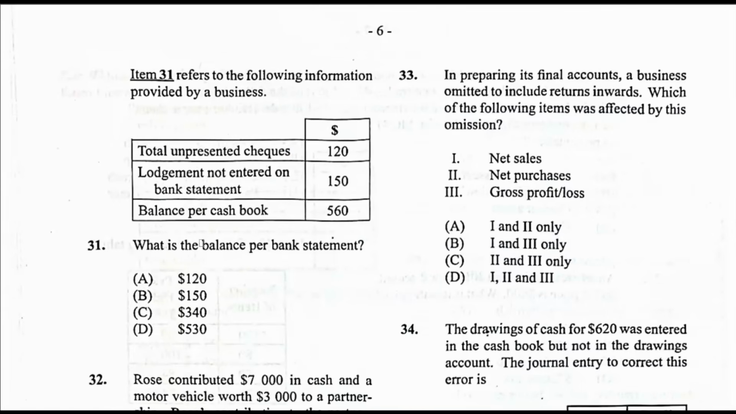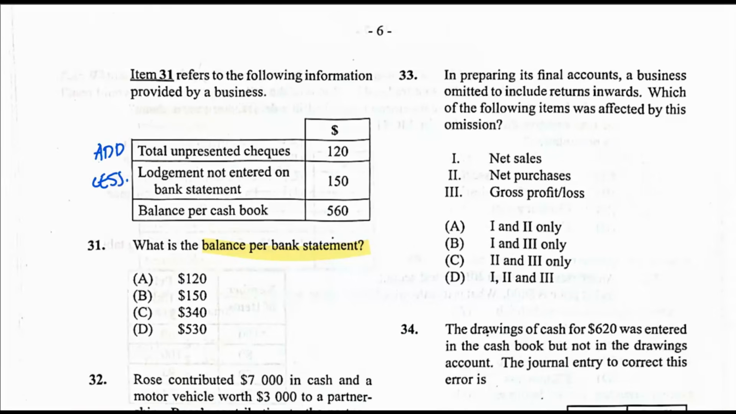So this is a question asking us about bank reconciliation statements. Now you guys would know your format for your bank reconciliation statement, and you guys would know that your balance per cash book will be a starting figure to work with, the 560, and you would normally add your unpresented checks and subtract your lodgements.